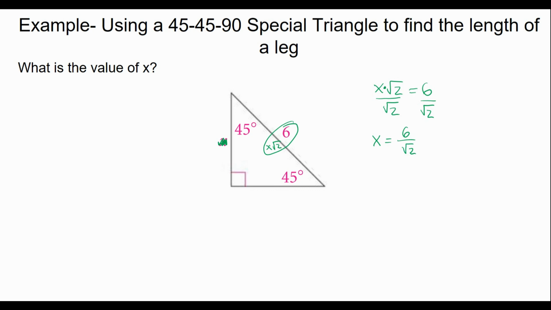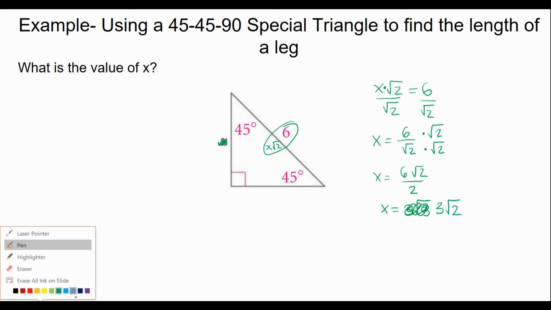However, like we learned in our simplifying radicals section, we can't have a radical in the denominator. So in order to get rid of the radical in the denominator, we have to follow the process called rationalizing, where we'll multiply the numerator and the denominator by the square root of 2, which gives us x equals 6 square root of 2 divided by 2. And then finally, we can simplify because 6 divided by 2 gives us 3. So x equals 3 root 2.